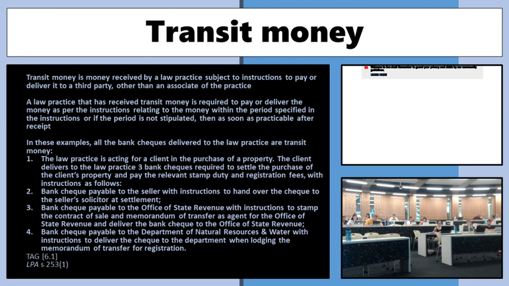For this, you've just got to make note of the details when they come in, what it's for, what's the purpose of it, when I've got to deliver it, and then make it absolutely clear in the instructions as to what we're going to do. So some examples there. Client delivers to the law practice 3 bank checks required to settle a property and pay the stamp duty. We don't need to put them into a general trust account. We just pass them on.